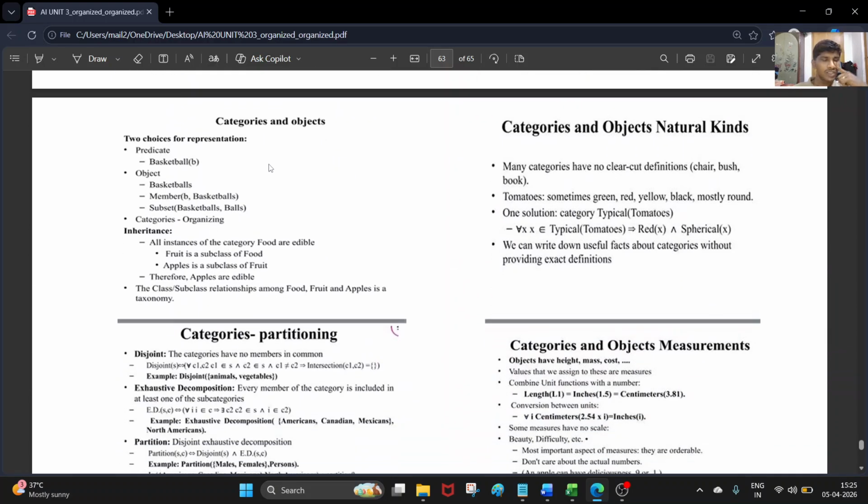Categories and objects have two types of representation. One is predicates and the other is objects. In predicates, Basketball(B), where B is a ball which belongs to the basketball category. As an object, Basketballs, Members(B, Basketballs), Subset. A ball can be a basketball. Inheritance: a fruit is a subclass of food, and an apple is a subclass of fruit. Therefore, apples are edible. So this is regarding classes or categories and objects.